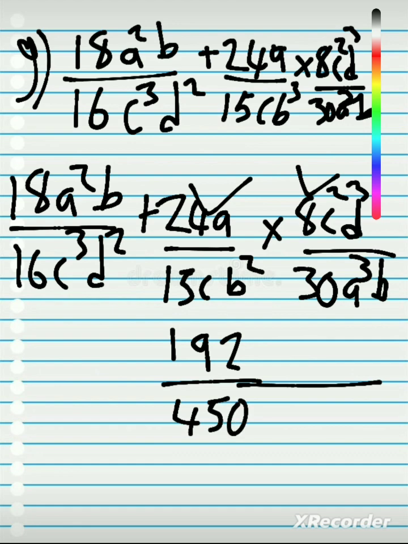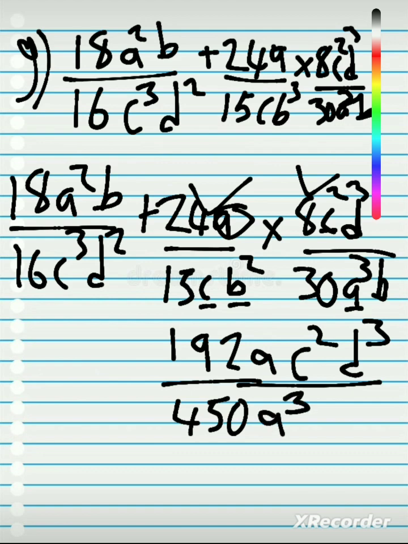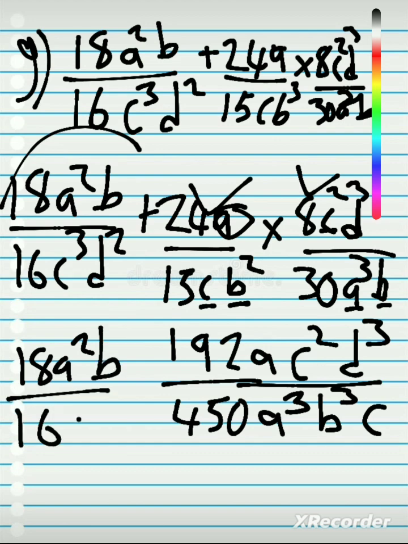Then the letters on top: a, c power 2, d power 3. On the bottom, we have c. We also have a here, so we can start with a, maybe a power 3. Then we have b power 2 and b, they are going to multiply. b power 2 times b, it's b power 3. Then we also have c. Then these will come 18a squared b over 16c power 3 d power 2 plus.